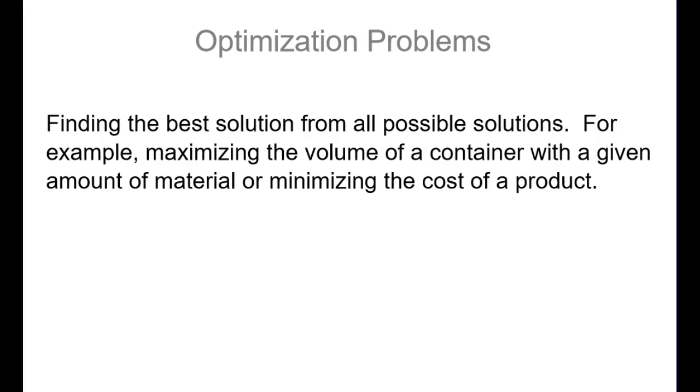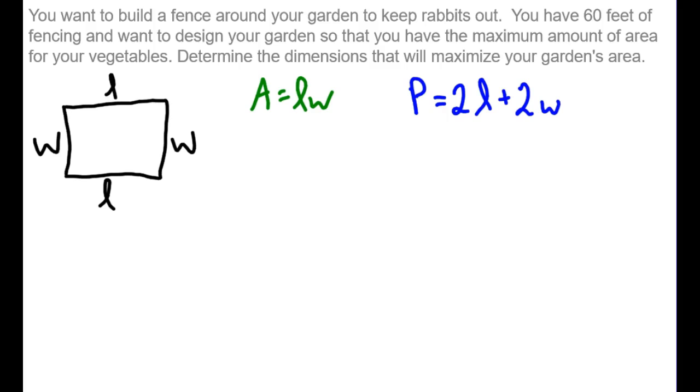Optimization problems are problems where we find the best solution out of all possible solutions. For example, maximizing the volume of a container with a given amount of material, or minimizing the cost of a product for a company. Most optimization problems are solved using calculus. So for those of you that decide to take calculus, we do a lot with optimization. For geometry, we could still do optimization problems. They're just going to be more basic and simple types of problems. We are going to go through one optimization problem.